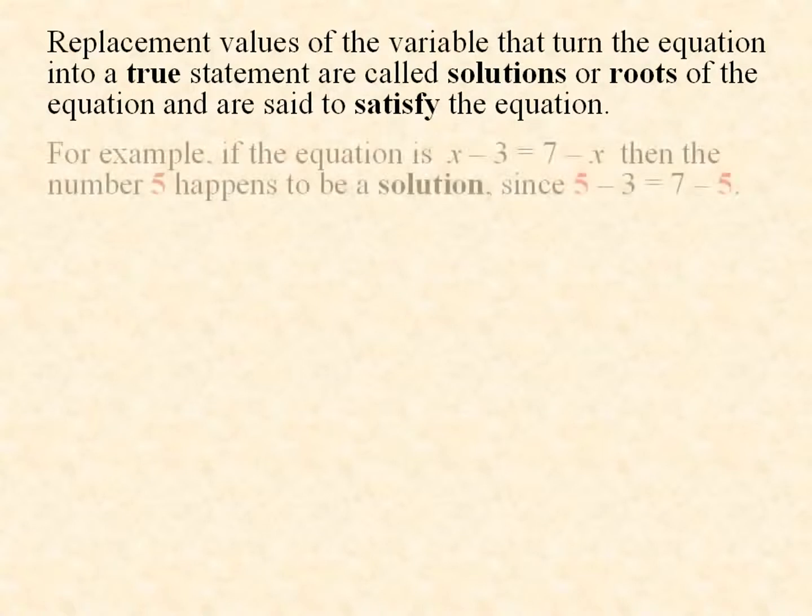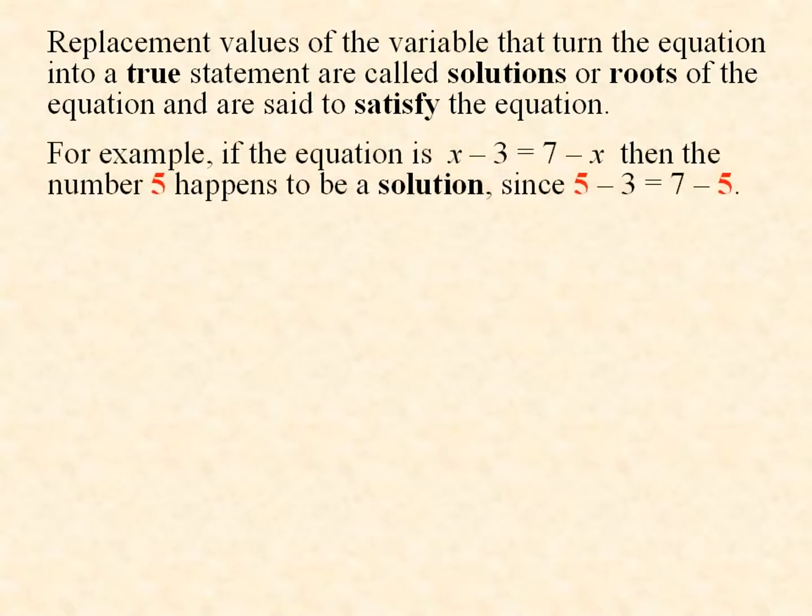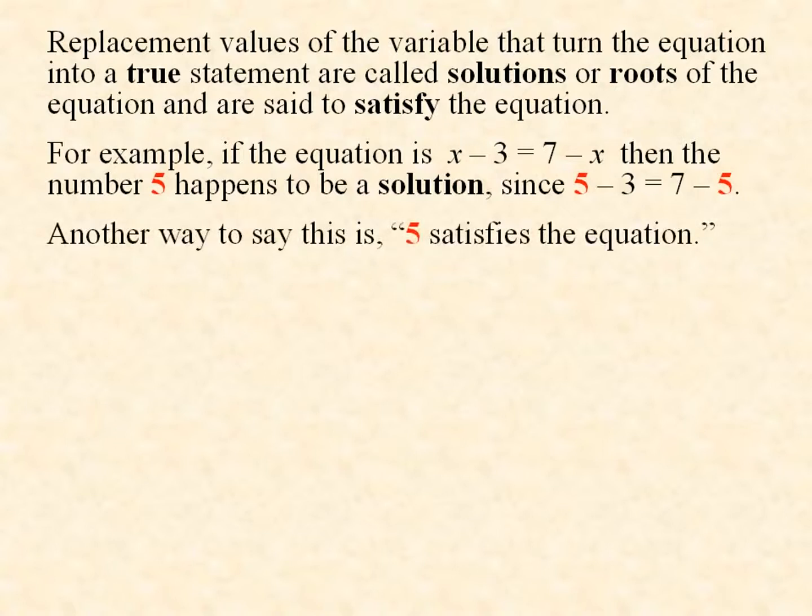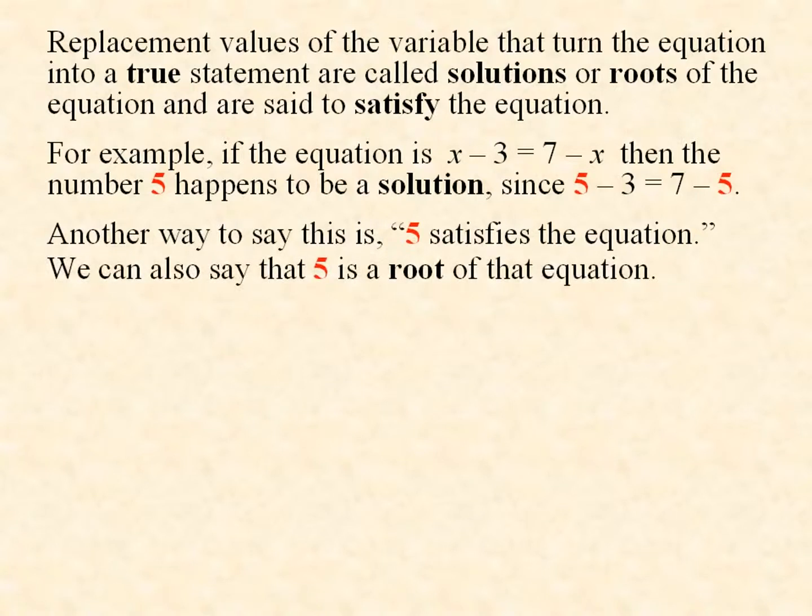For example, if the equation is x minus 3 equals 7 minus x, then the number 5 happens to be a solution since 5 minus 3 is equal to 7 minus 5. They both give 2. Another way to say this is 5 satisfies the equation. We can also say that 5 is a root of that equation.